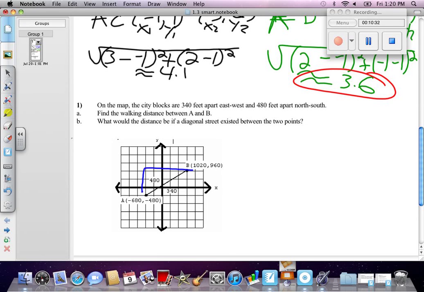North-south is 480, and east-west is 340. So what I'm going to do is figure out how many blocks I go north first. 1, 2, 3. So I put a 3 there. Now I'm going to figure out east to west. I'm going to go 1, 2, 3, 4, 5.